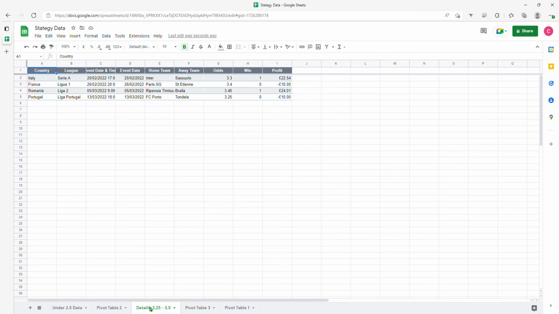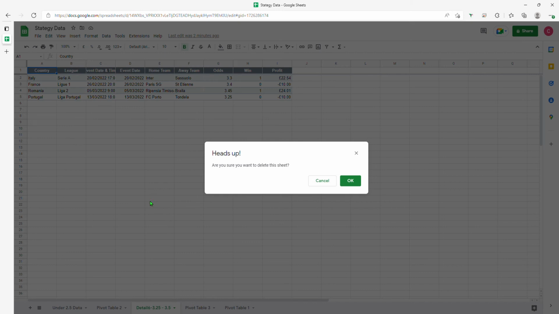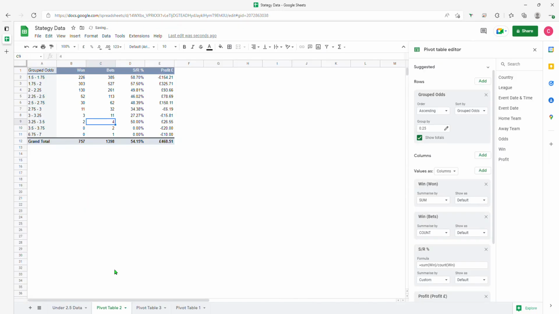So that's what I tend to do, is just to tidy up. Once I've finished looking at this drill down data, I normally right click on the tab and just delete it, just to keep the spreadsheet tidy. Get rid of the sheet and go back to here.